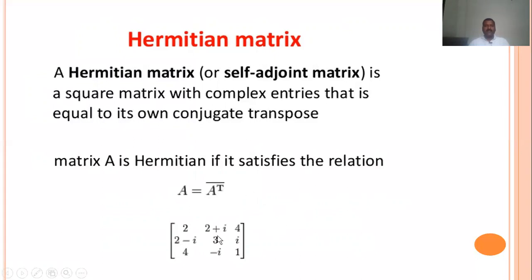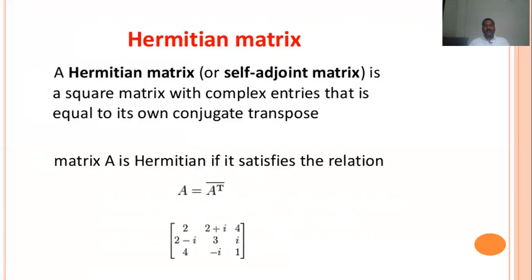Example, A equals 2, 2 plus i, 4, 2 minus i, 3, i, 4, minus i, 1. You can verify. If this is A, take a transpose, then take a conjugate. You can see A equals A conjugate transpose. So this is a Hermitian matrix.